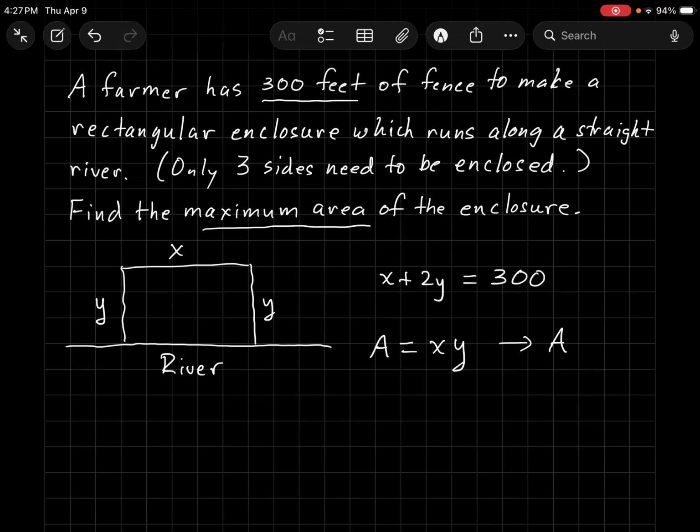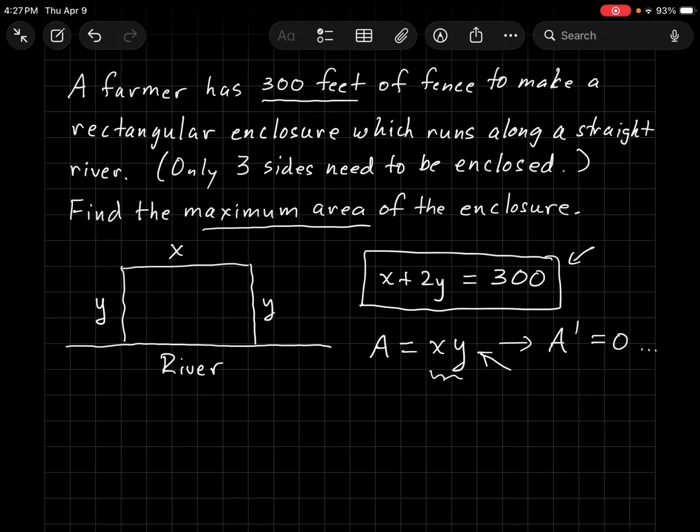So I want to take the derivative of this and set it equal to 0, undefined if necessary, and then do some more work. The issue right now is that my area is a function of two variables, both X and Y. But that's not a big deal, because I already came up with another piece of information here that has both X and Y in it. So I'm going to use this and substitute into my area equation.